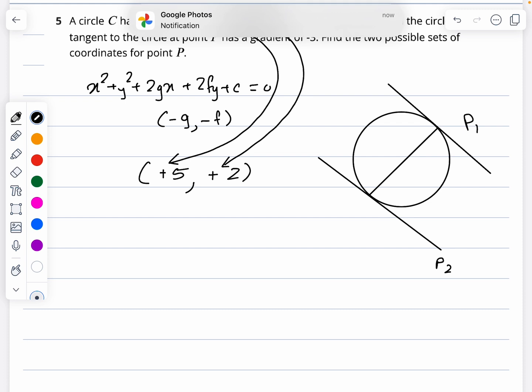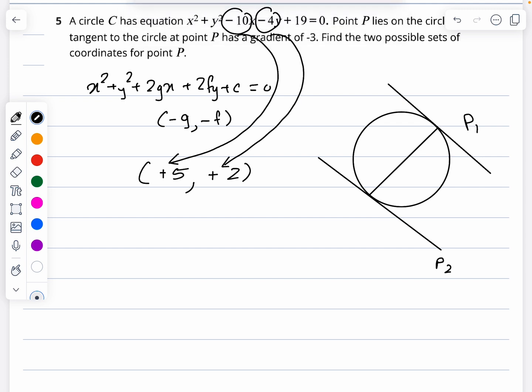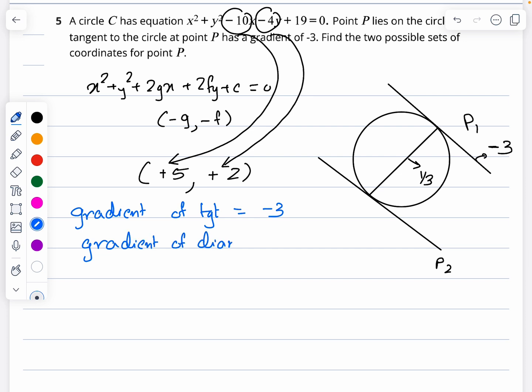Now what is it asking? We will be finding the equation of the diameter. If the gradient of the tangent is -3, the gradient of the diameter will be 1 upon 3. So what will be the gradient of the diameter? Gradient of diameter is 1 upon 3.